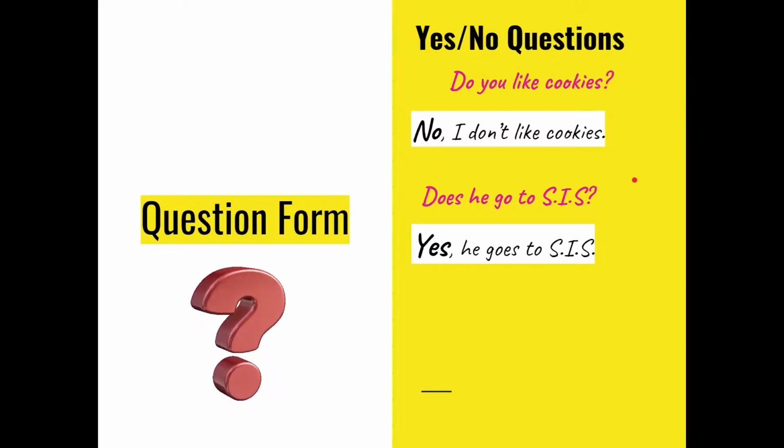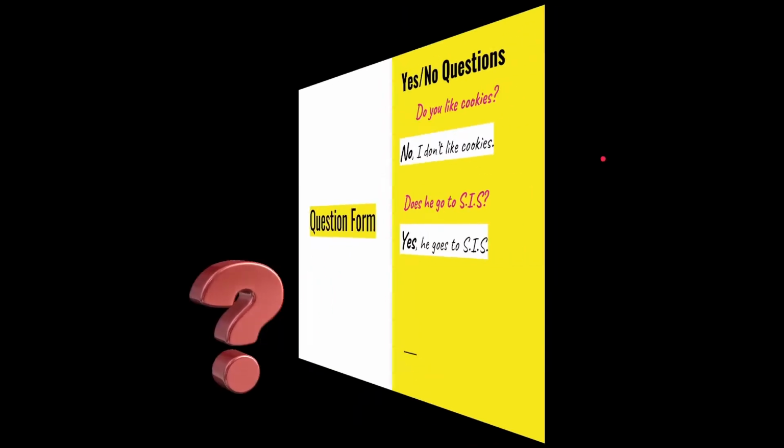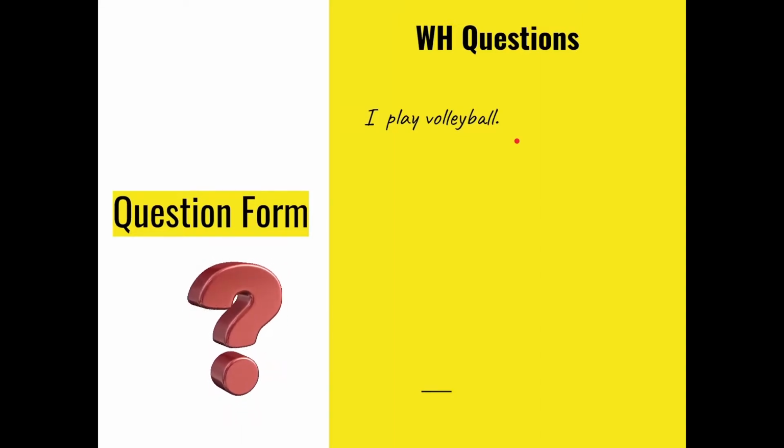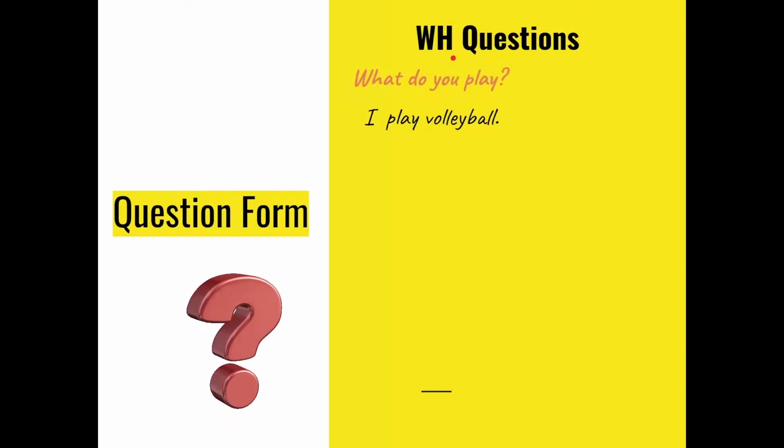What if the answer doesn't have yes or no? What if the answer is a proper sentence, a simple sentence? Let's see. I play volleyball. Can I ask and say, do you play volleyball? No, because the answer does not have yes or no. I'm going to need to use something else, which is called the question words, WH question words.